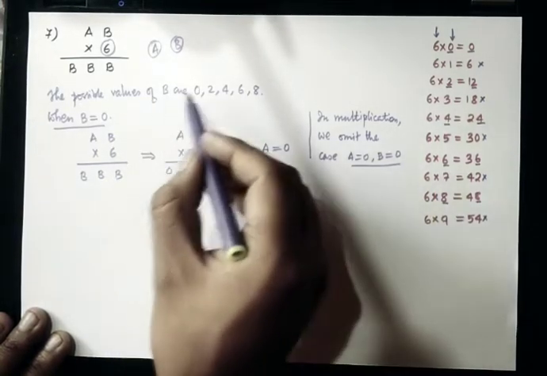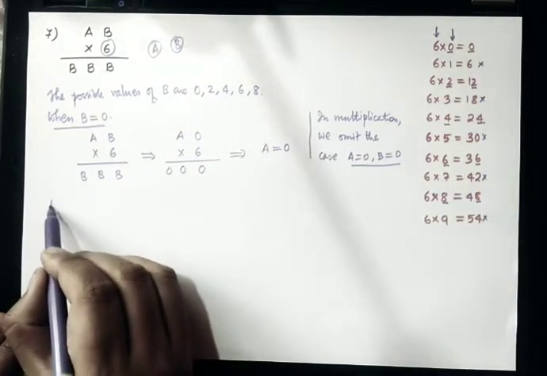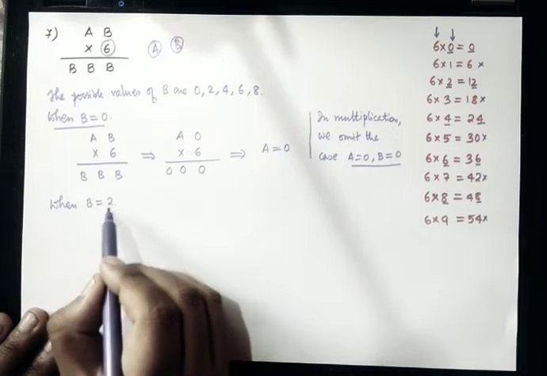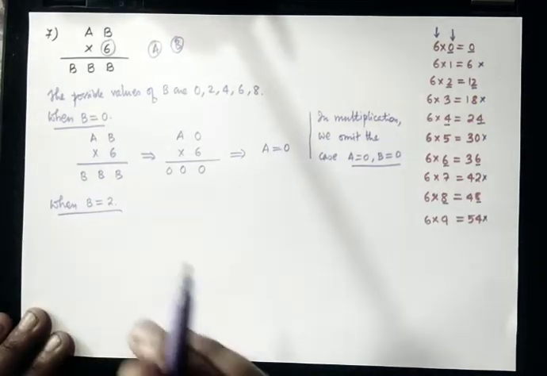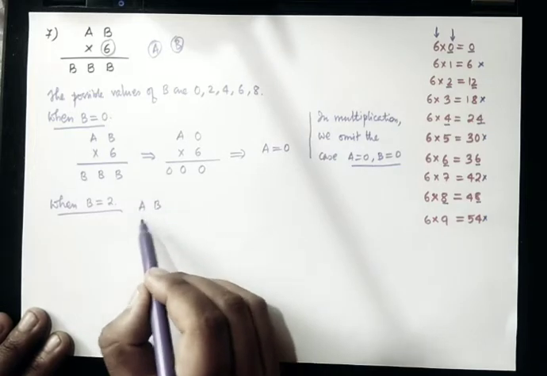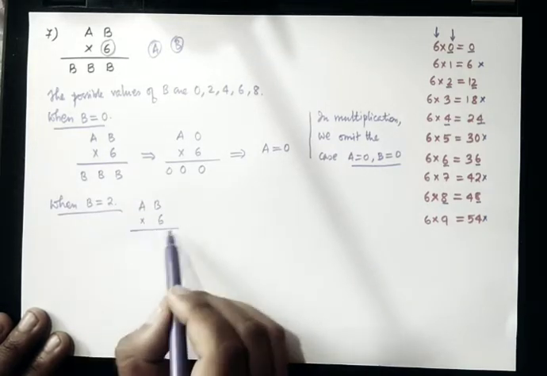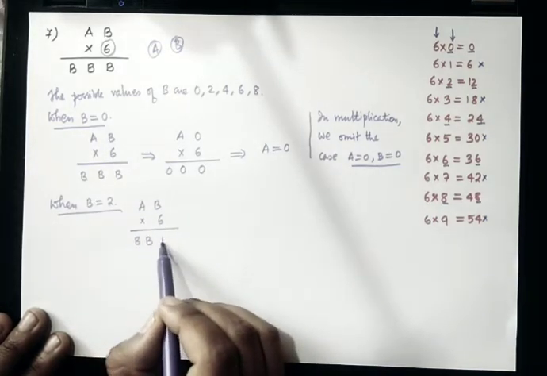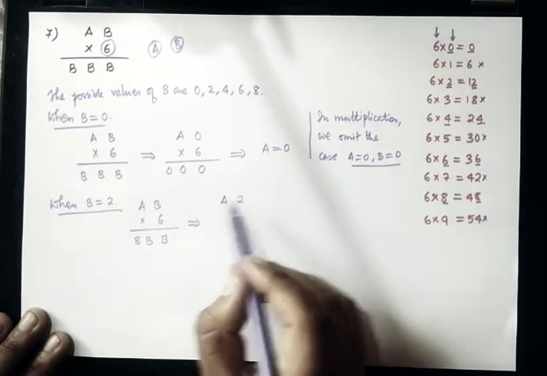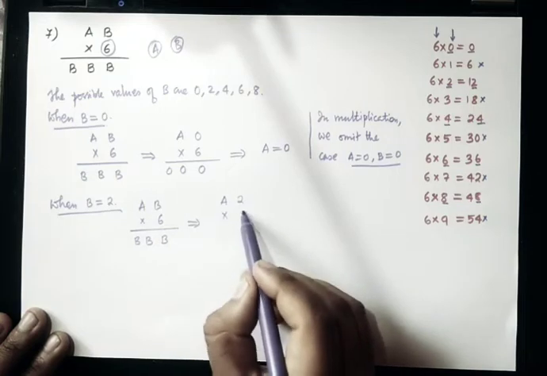Fine. Now we'll go to another case, that is when B is equal to 2. The same thing I am going to do out here. So we have AB into 6, BB, B. This can be written as A 2, the value of B is 2, into 6.